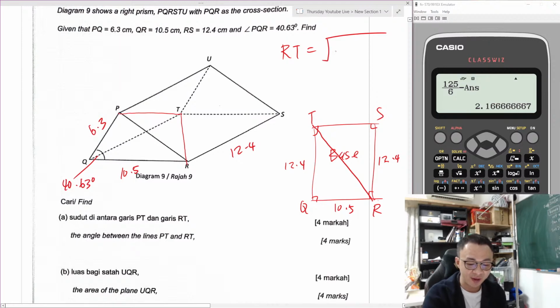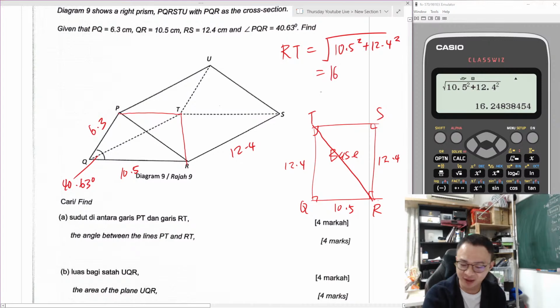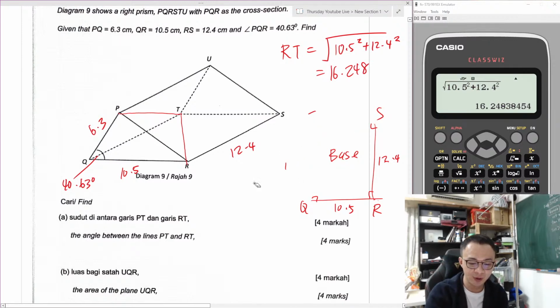So it will be 10.5 square plus 12.4 square. Okay, you should be able to see a Pythagoras. You cannot see, I cannot help you further. So I got the length of RT is 16.248. At least take 3 decimal. If not, your answer will be less accurate. Okay, then I got the RT ready.